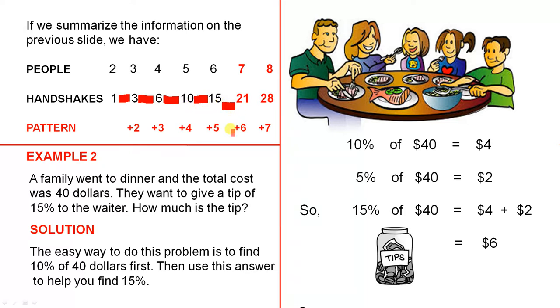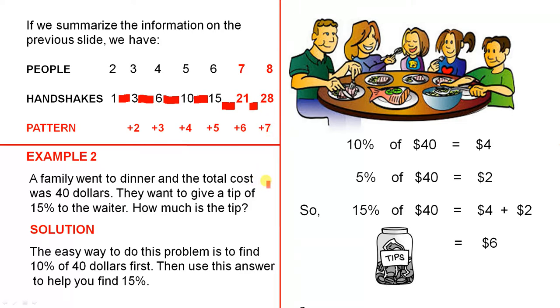From here to here, it increases by 6. 15 plus 6 is 21. And from here to here, it increases by 7, and 21 plus 7 is 28. The pattern we picked up is that it increases as we go across. It increases by 2, then it increases by 3, then it increases by 4, then by 5, 6 and 7. And that's how we find the pattern.